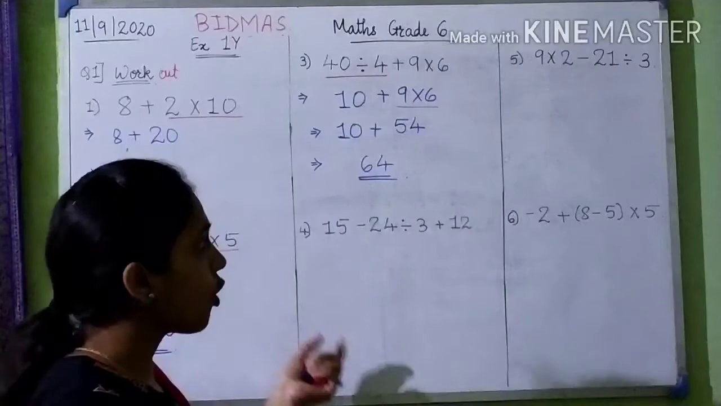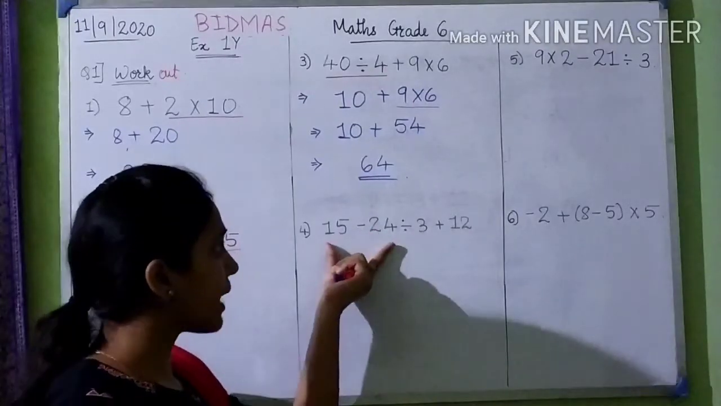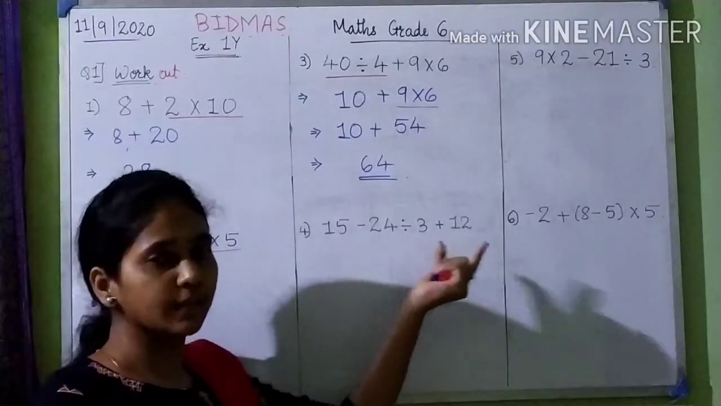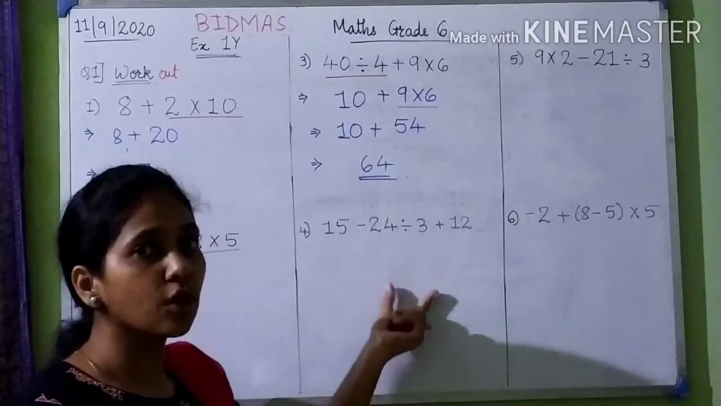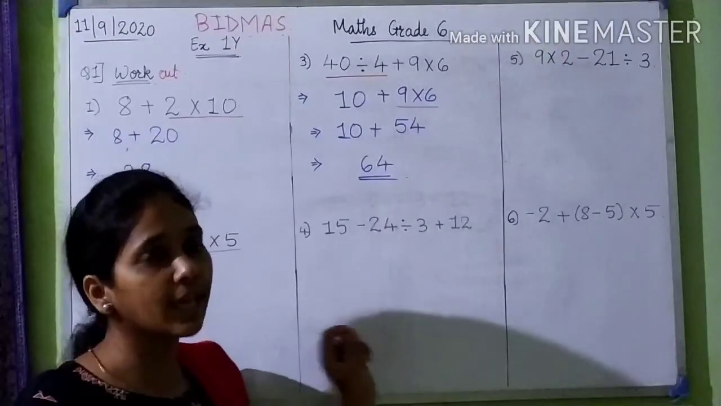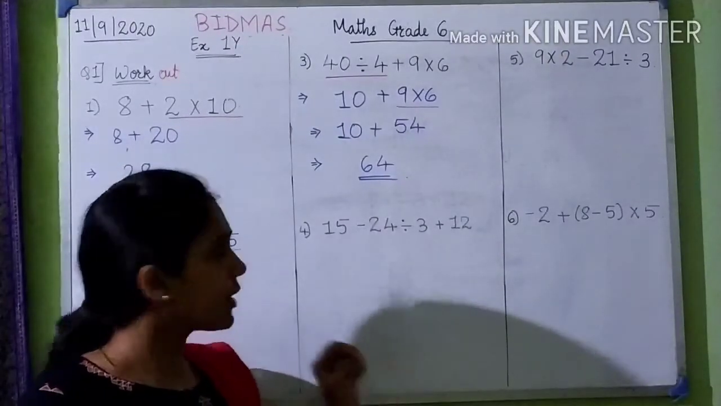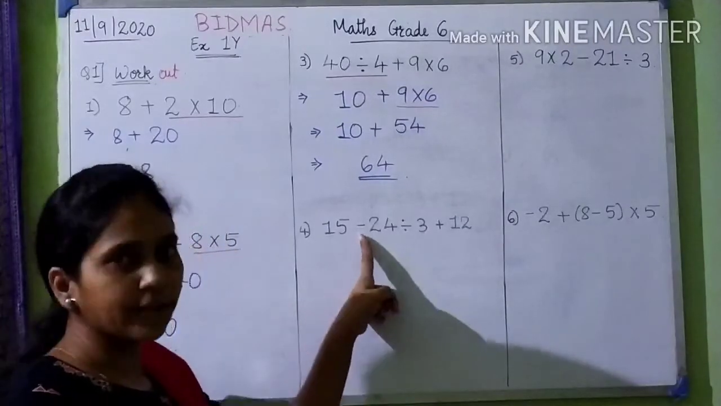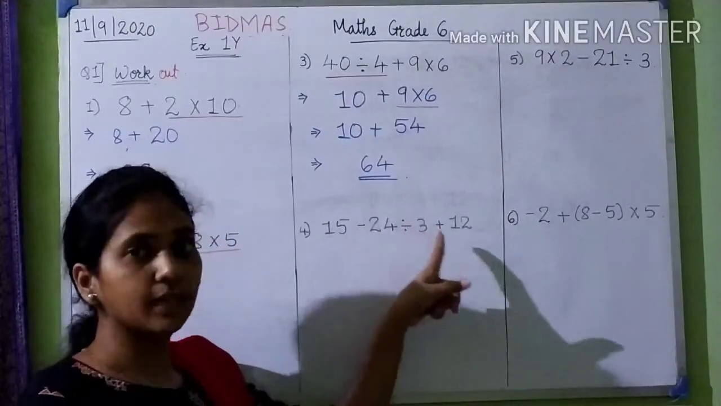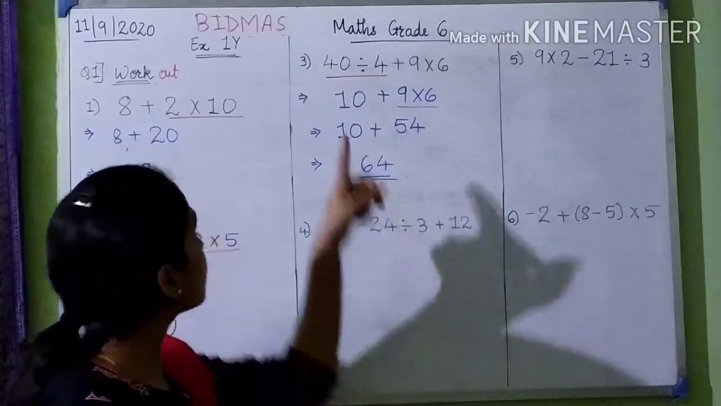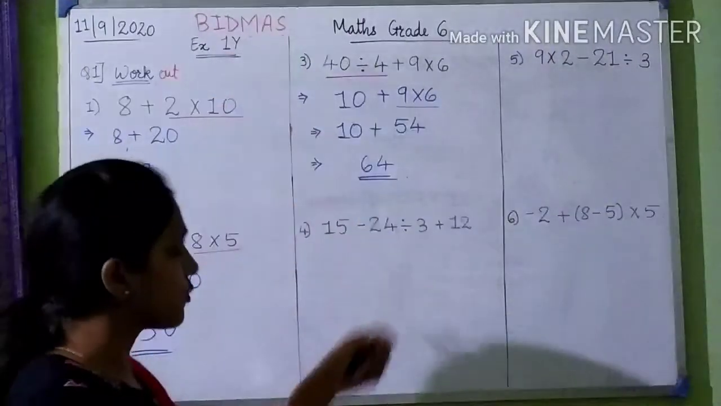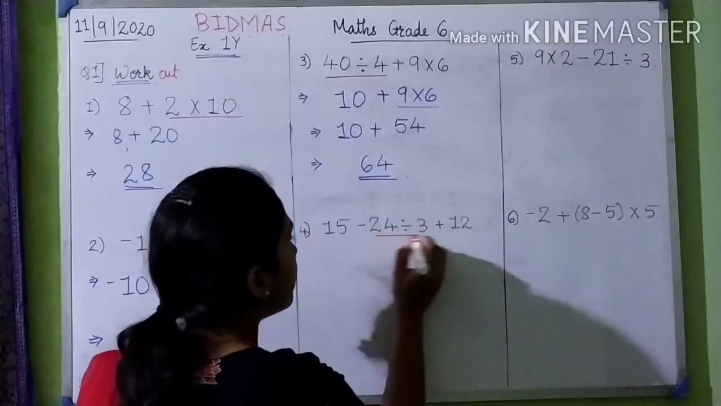So it is not that we can solve this part first and then this part and then this part. It is not like that. We have to solve it according to the BIDMAS rule. Only then we get the correct answer. So here there is a subtraction operation, one is division and the other is addition. So what comes first? Division is coming first. So we have to solve this division first.